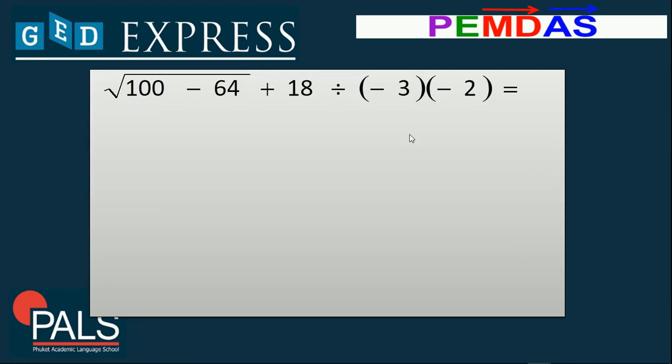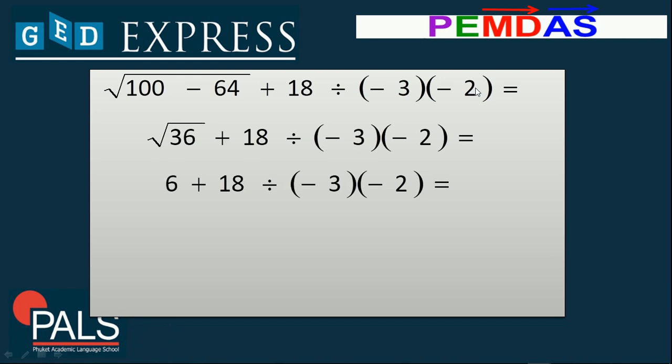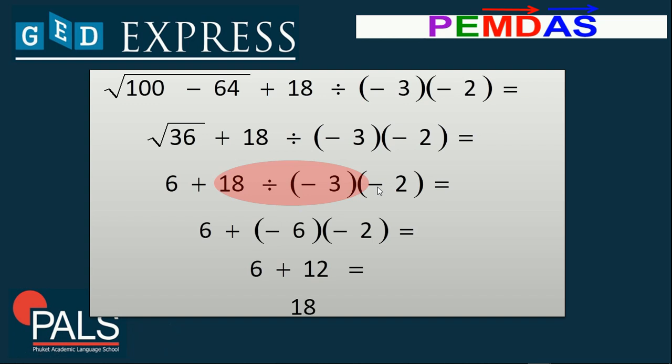And what if we're going to have a radical over here? In this case, we just simplify first the one in parentheses. That will give you this number, which is 18. In this case, we solve the one in our radicand. So 100 minus 64, that will give you 36.